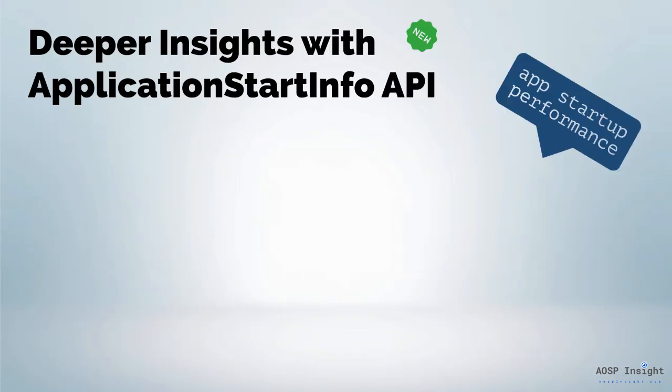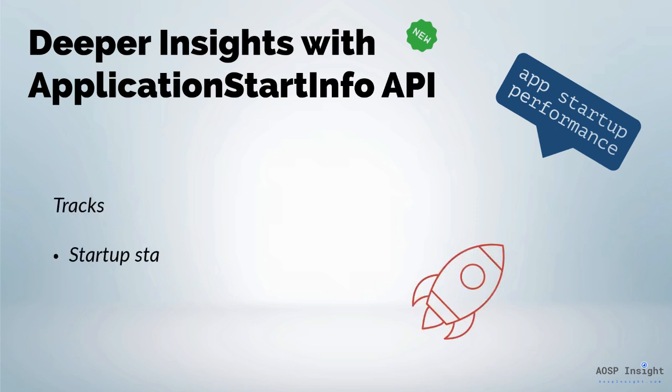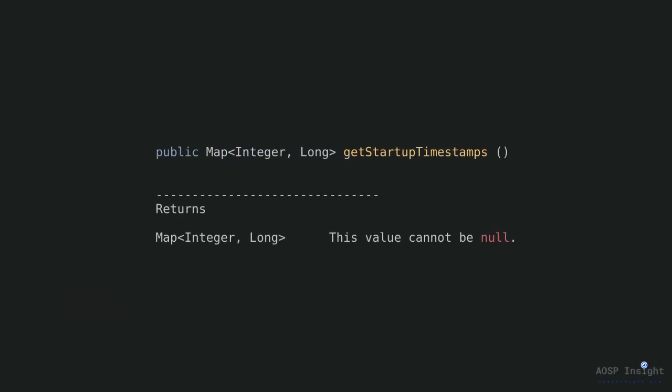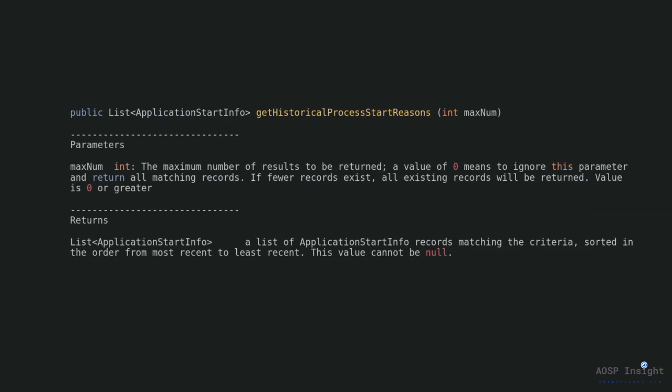ApplicationStartInfo is a new class introduced in Android 15, providing lots of APIs, helping us to have a deeper insight into application startup performance. Having more information about an application, especially in startup time, would be very helpful for diagnostic purposes. For example, getStartupTimestamps returns a map object including two parameters, an integer value which is kind of proceeding states and a long value which is a timestamp. And this map object includes lots of information about each state of application startup.